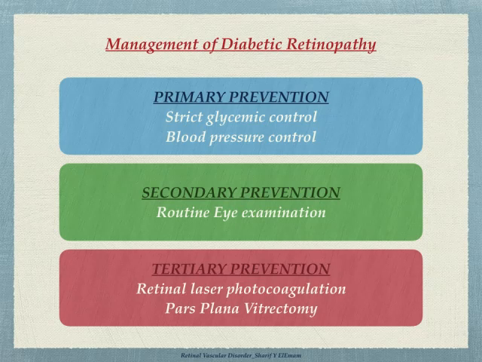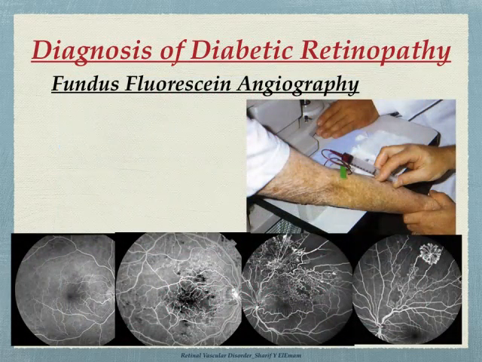Tertiary prevention includes treatment of the disease that has already affected the retina, and this can either be retinal laser photocoagulation or sometimes surgical intervention is needed, so the patient needs to have vitrectomy, removing any vitreous hemorrhage or tractional attachment that he can have. How to diagnose retinopathy? Fundus examination, of course, is one of the very important steps that you can do during regular examination. However, if you need further investigation, you can do a fundus fluorescein angiography.